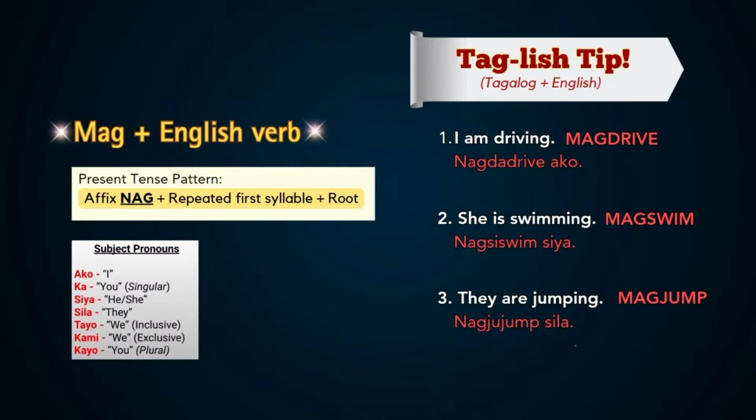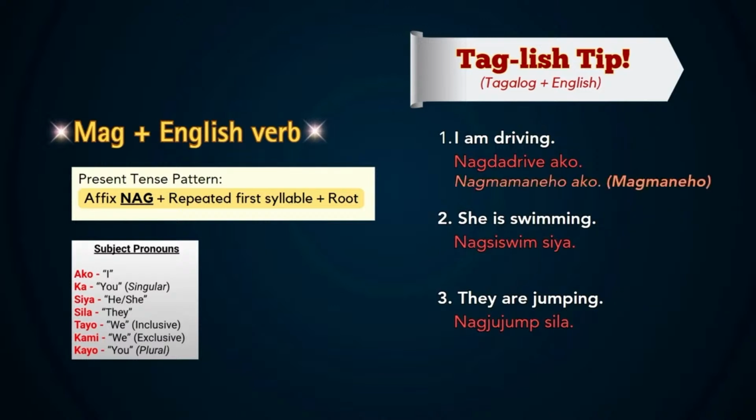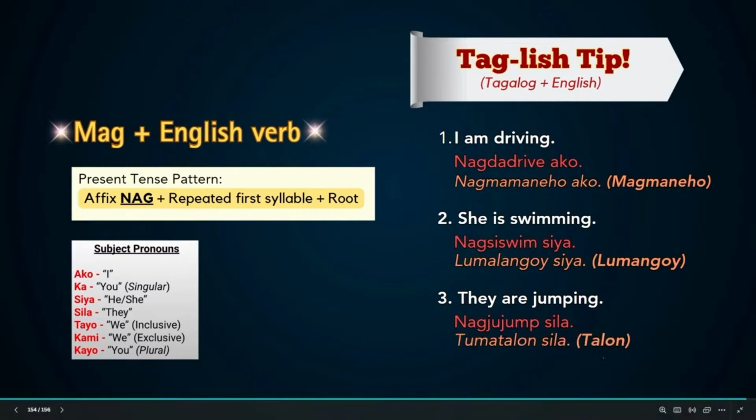So the affix is nag, then there's a repeated first syllable or sound, and then the root. Nagja-jump sila. So I think this tip is useful, but again, try to go back later on and try to figure out what that word is in Tagalog so that you can say the whole phrase in Tagalog. So, to drive in Tagalog is magmaneho. So, nagmamaneho ako. I am driving. To swim in Tagalog is lumangoy. So, lumalangoy siya. She is swimming. And then to jump in Tagalog is talon. Tumatalon sila. They are jumping.